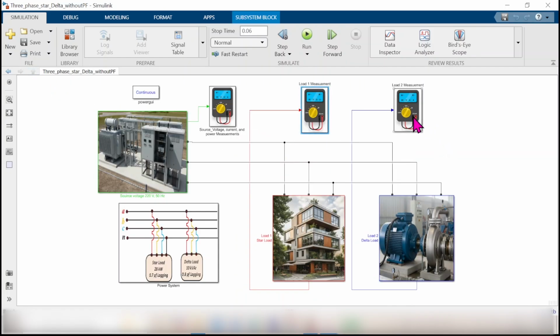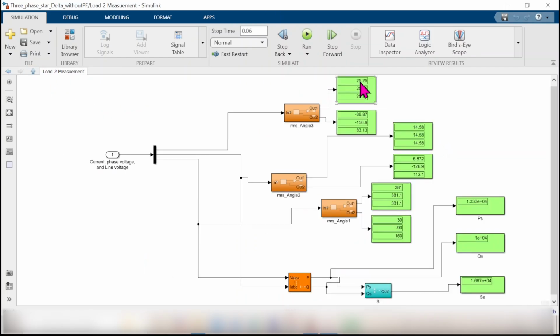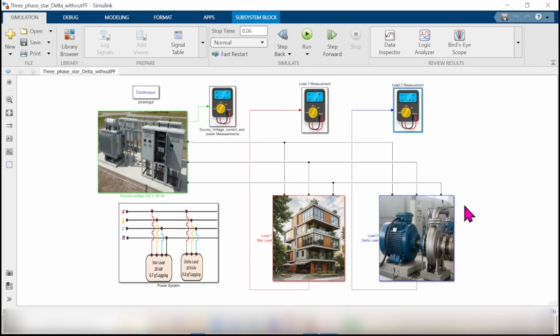Regarding load 2, we have line current 25 ampere with angle minus 36.87, phase current 14.6 ampere, angle minus 6.87, and the power P is 13.3 kilowatt, the power Q is 10 kilovar, and the apparent power is 16.6 kilovolt-ampere. So we need to record these values to check, when we add the capacitor to this circuit, whether the loads' current and power are going to change or not.